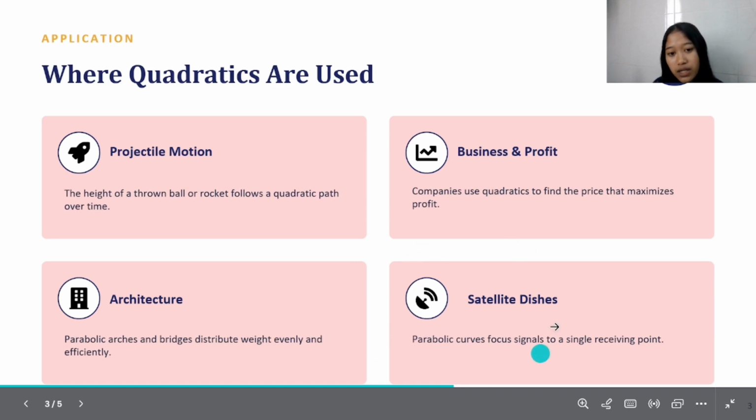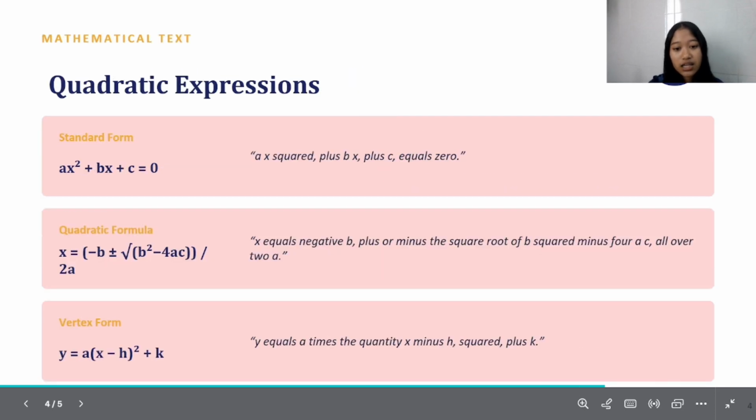And then the last application is satellite dishes. Satellite dishes use the shape of a parabola to collect and focus signals at a single receiving point, improving communication quality. And these examples show that quadratic equations are not only important in mathematics, but also in science, engineering, business, and technology. And then we learn about quadratic expressions.